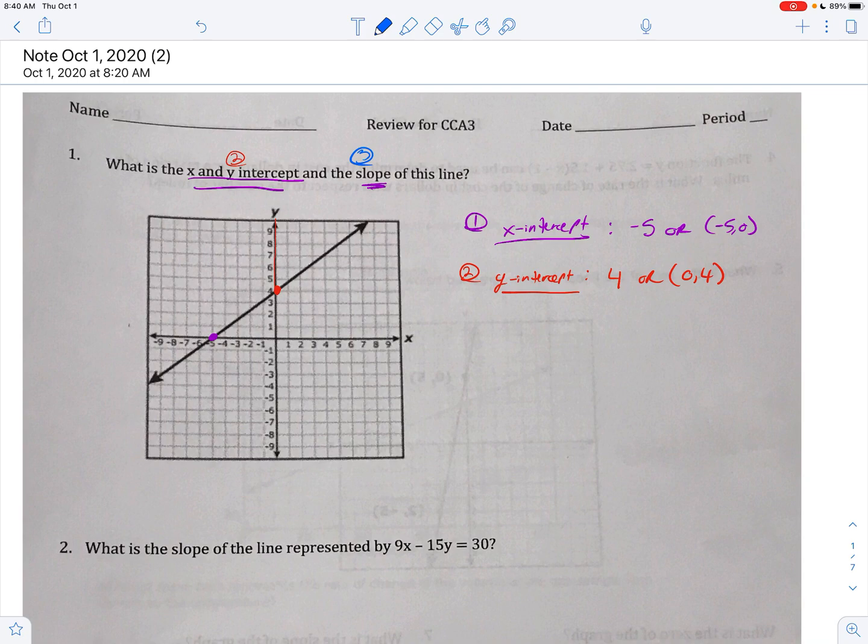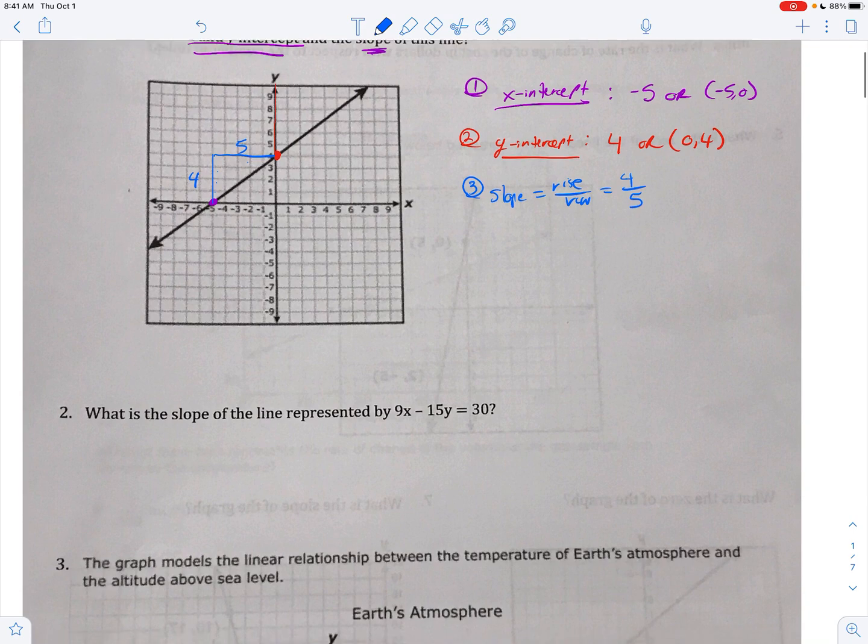The third thing that we're asked is to find the slope. Seeing as how we just identified the x and y-intercept, we're going to use those 2 points to determine the slope. So this is our rise, and then this is our run. All right, now how many units did we rise? 1, 2, 3, 4. All right, and we ran 1, 2, 3, 4, 5. So the slope, remember, is rise over run. So this is 4 over 5.